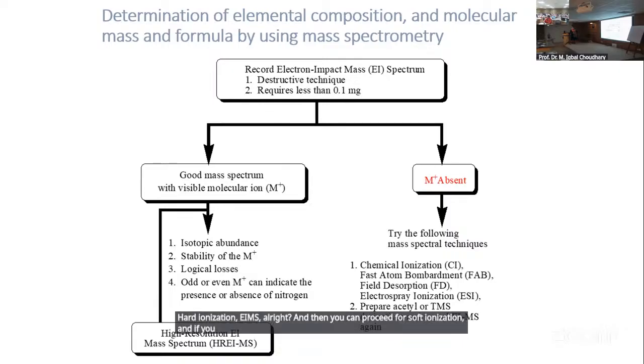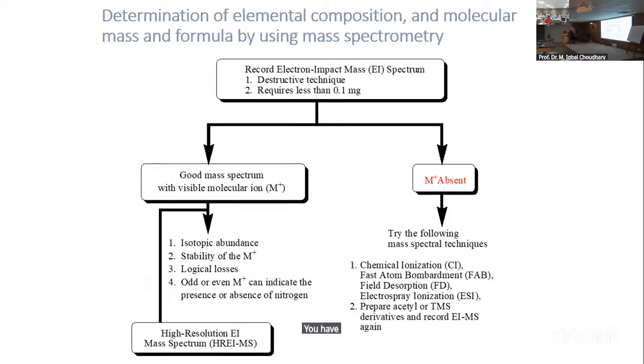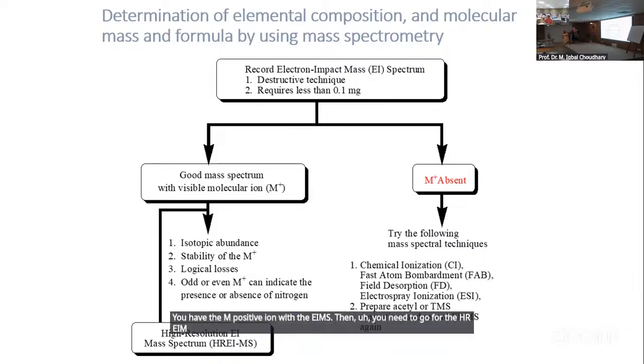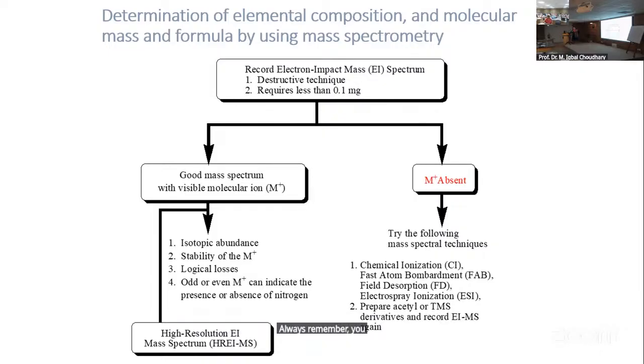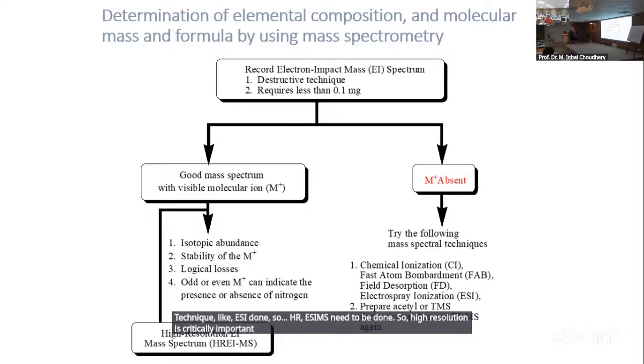And if you have a good mass spectrum with the M positive ion from the EIMS, then you need to go for the HREIMS, which is very important. Always remember, whenever you write a paper or any thesis, you should have the HR measured and calculated values, and you need to write these values. So it's very important to do the HREIMS, or if you have done a soft technique like ESI, then HRESIMS needs to be done. So high resolution is critically important to be analyzed.